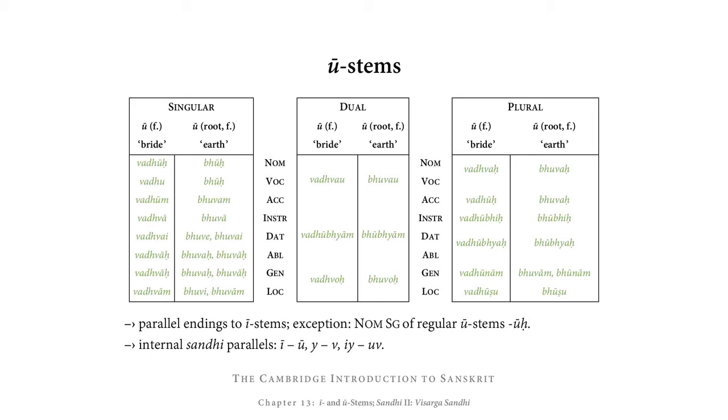Then again in the dual, buwau, bubiam, buwoch. So in front of an ending beginning with a consonant, the bu just stays as a bu. And in front of an ending beginning with a vowel, the bu changes into buwe, so buwau and buwoch. Then plural, buwach for nominative, vocative, and accusative. Then bubich, bubiach, bunam or buwam, so just like with D, we had two alternative forms, and finally, bushu.